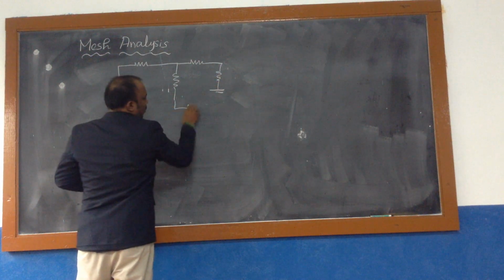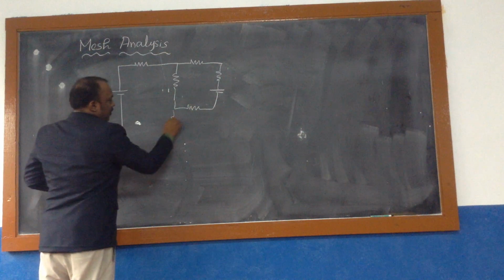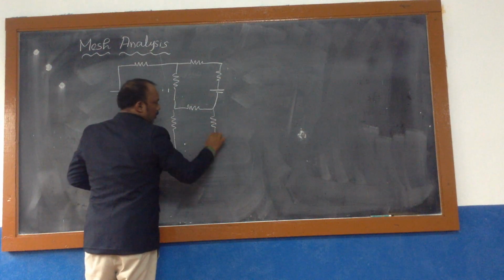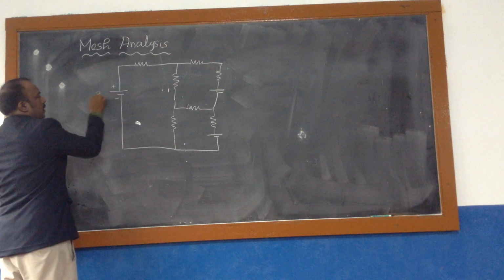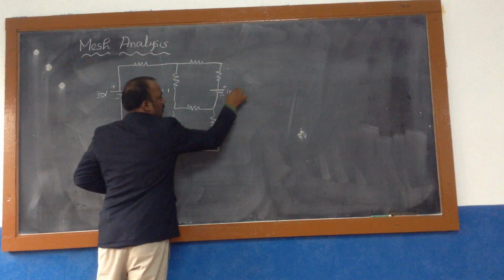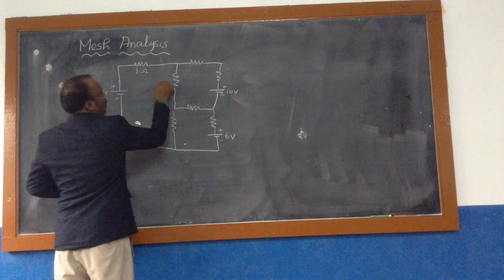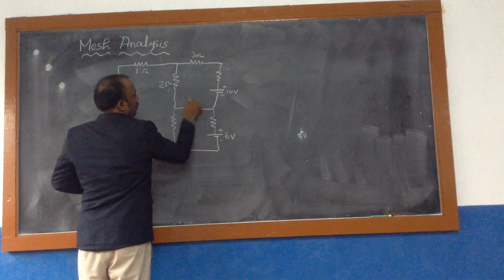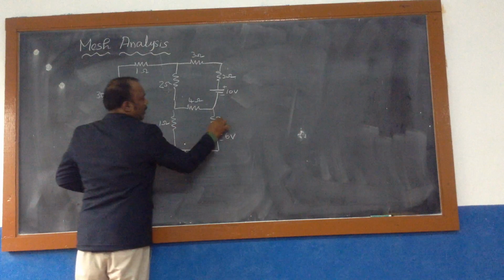Take the next problem. This is another problem. In the same way, we need to find the battery voltage in this group is 30. This one is 10 volt. This one is 6 volt. Let it be 1 ohm, 2 ohm, 3 ohm, 4 ohm, 2 ohm, 1 ohm, and 3 ohm.